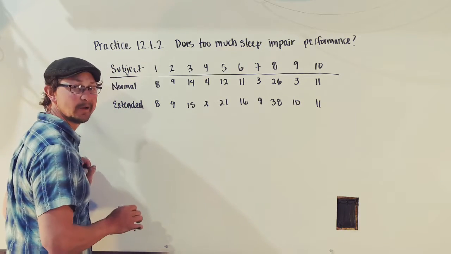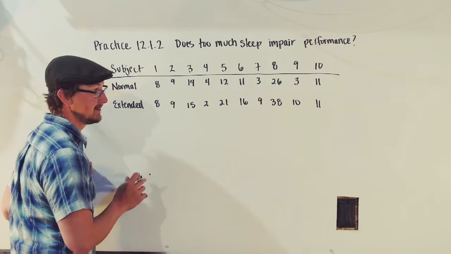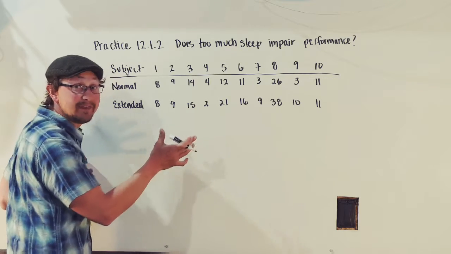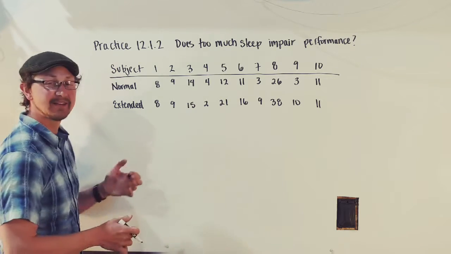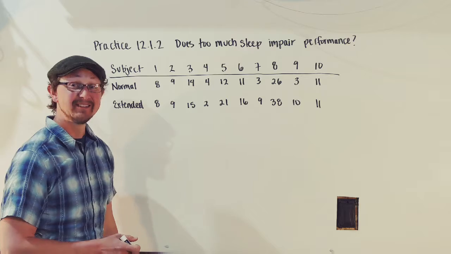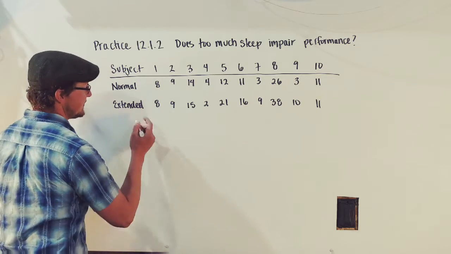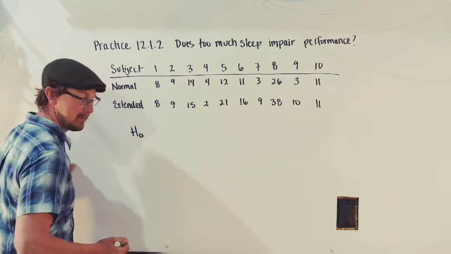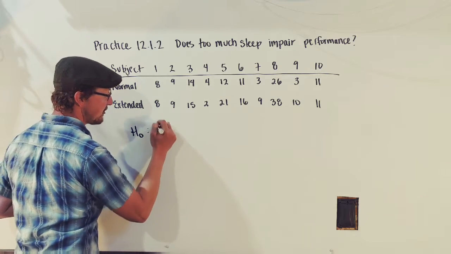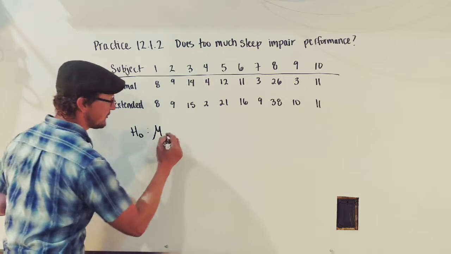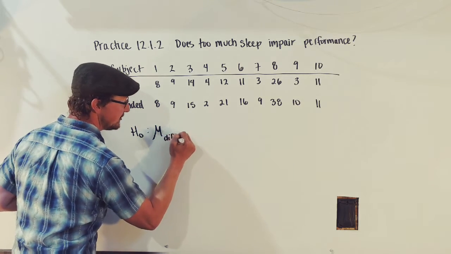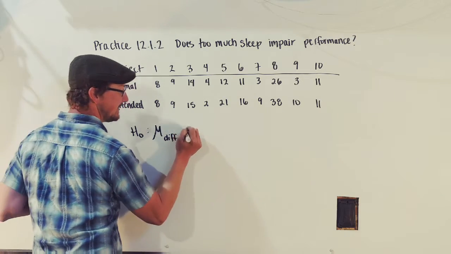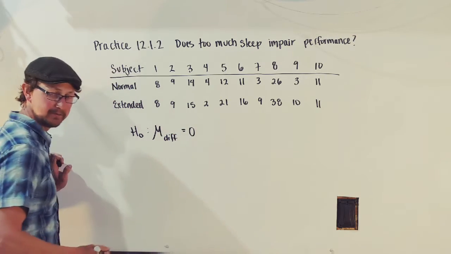The population we are talking about is all people who sleep, right? And we're looking at the true difference in response rate. Now, it's important when we're talking about the null hypothesis to show that the mean, we're talking about the difference. So I'm going to put a little notation. The mean difference is equal to 0.